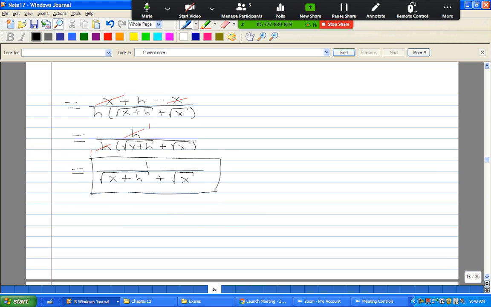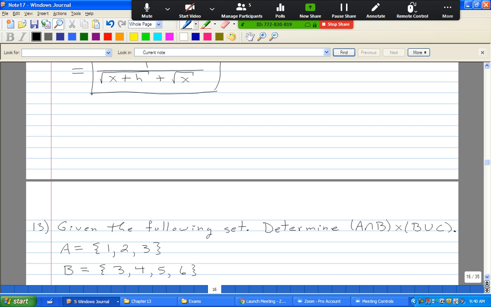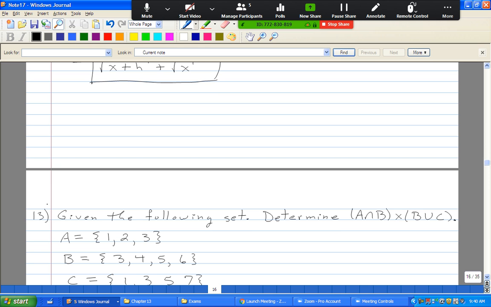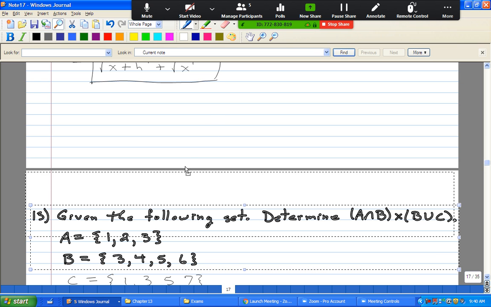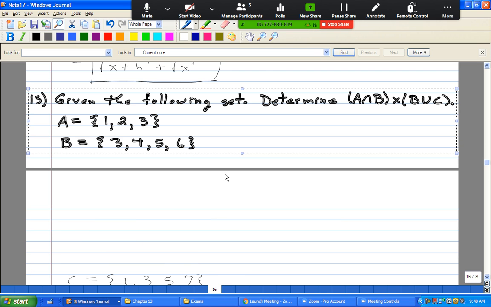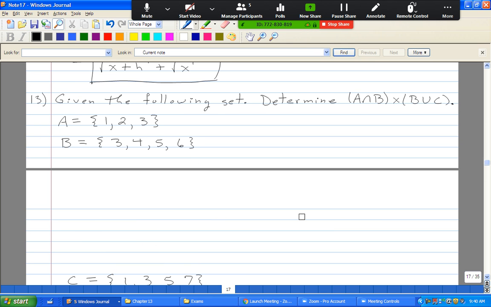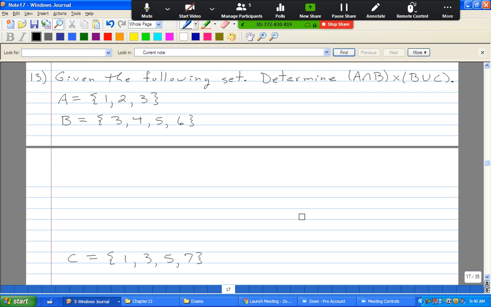Let me do problem number 13. Given the following sets, determine A intersect B cross B union C. So first let me determine A intersect B. A intersect B is, well, what's in both A and B? 3. So the only thing in common is 3.